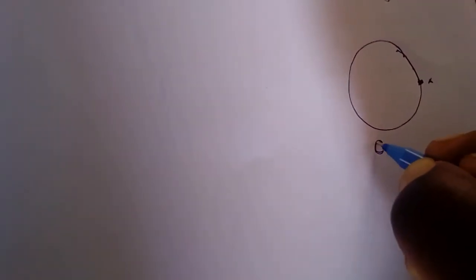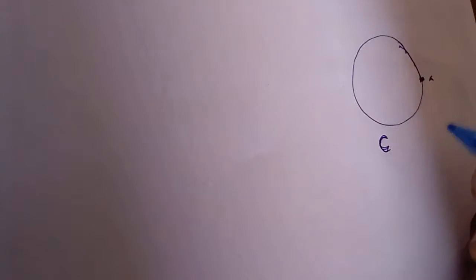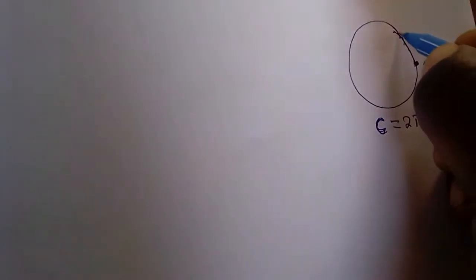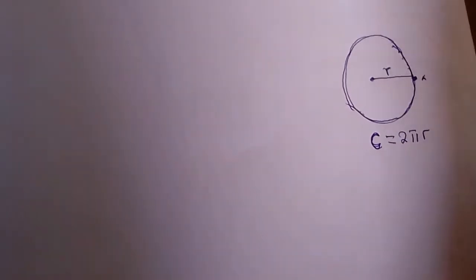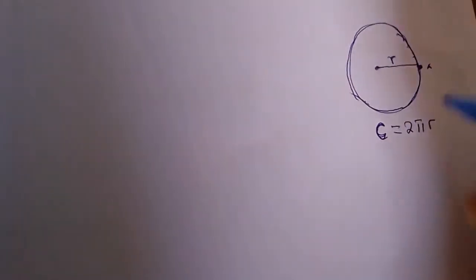If you use mathematics, you'll find that the distance covered is simply the circumference of the circle. And that circumference of the circle is given by 2 pi r. 2 pi is the total angular space that has been covered, whilst r is the radius of this circle, the circular path that has been covered. So you've got 2 pi r as the circumference.